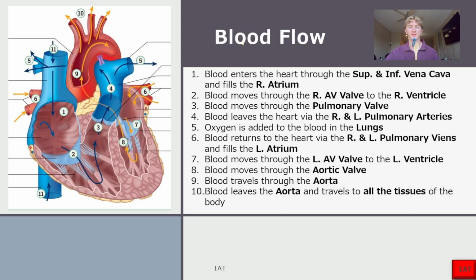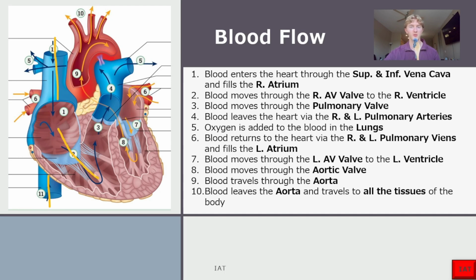All right, so if you made it this far in the video, you are ready to learn blood flow, so let's get into it. First, blood is going to enter the heart through the superior and inferior vena cava and fill the right atrium, right? So we're going to have blood entering the heart from the superior half and the inferior half from the vena cava into the right atrium. Next, blood is going to move through the right AV valve to the right ventricle, right? So we're going to move through the AV valve and we're going to be in the right ventricle.